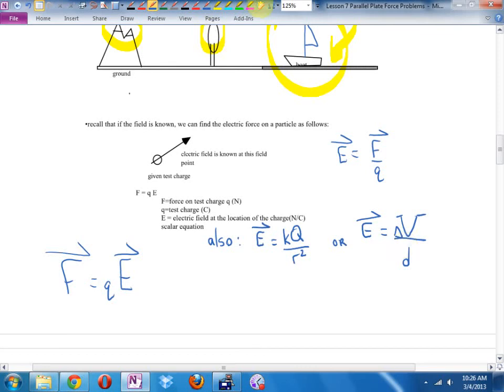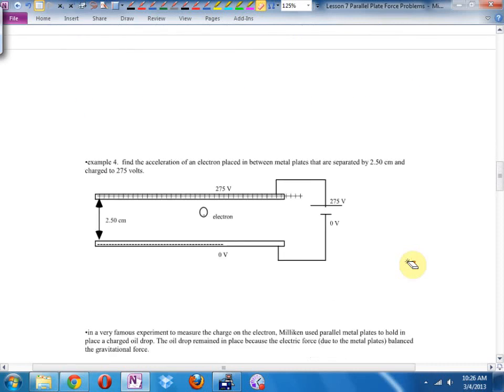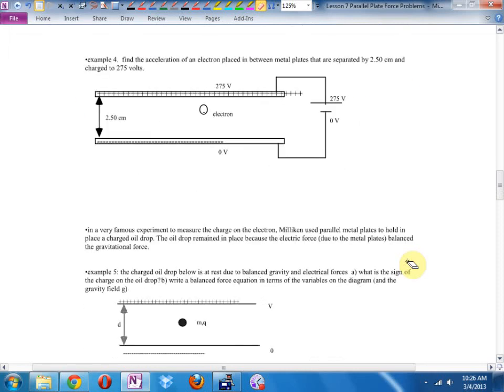Oh, and remember, Graydon, we said this: r is the point charge radius, d is the distance between two plates. Example 4.